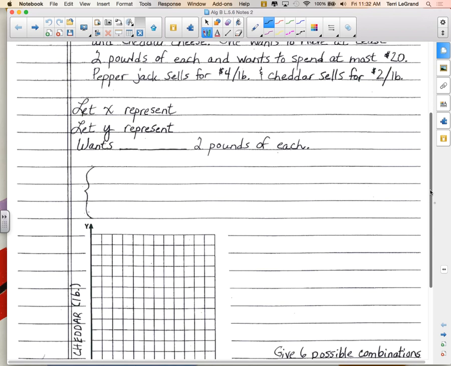Okay, so let X represent number of pounds of pepper jack. And we know that pepper jack is cheese, so we'll say for cheese. All right, you got that? If you want to put the cheese, you can. And what would Y represent then? Cheddar. Okay, number of pounds of cheddar. Okay.